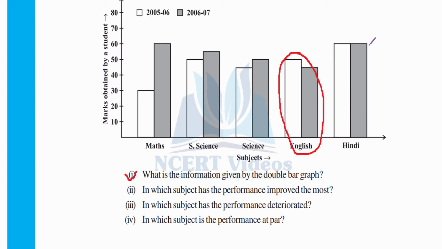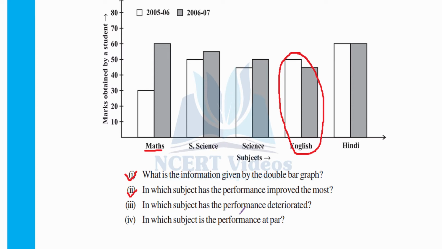Here it is equal. That is, his marks are equal in both these years for Hindi subject. Well, if you observe for mathematics, here the slope is higher. That is, in 2005 he got 30 marks in maths, whereas in 2006 he got 60 marks. That is, he increased by 30 marks as his performance. So clearly mathematics is the answer for second part. So we observe how clearly we get various information by just representing double bar graph.